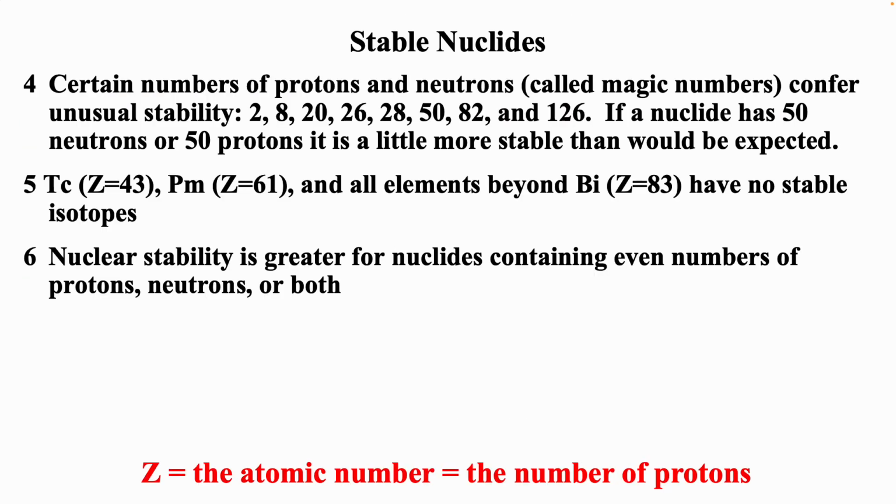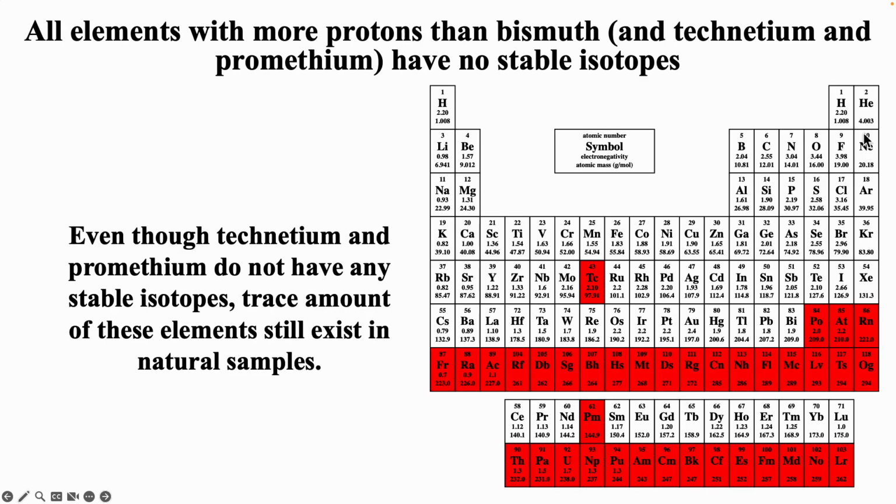in this band. Certain numbers of protons and neutrons called magic numbers confer unusual stability. So 2, 8, 20, 26, 28, 50, 82, 126. And so if a nuclide has 50 protons, 50 neutrons, it's going to be a little bit more stable than you would expect otherwise. Technetium, promethium, and all elements beyond bismuth have no stable isotopes. Nuclear stability is greater for nuclides containing even numbers of protons or neutrons or both. And so again, everything after bismuth is radioactive, and technetium and promethium have no stable isotopes. And so the ones in red, there are no stable isotopes.